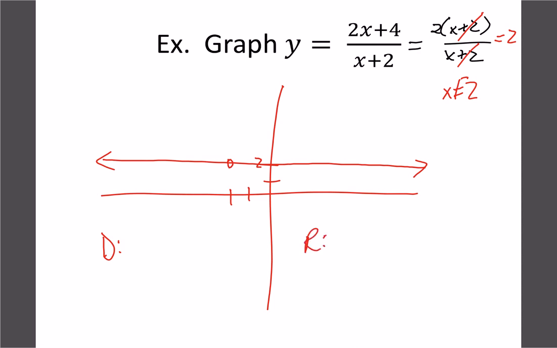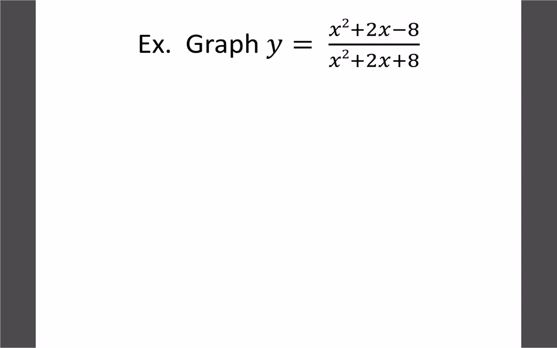Our domain in this case is every real number except for where that non-permissible is, so that's -2. And our range in this case is pretty simple. We only get 2. Every point on the graph is just a line going through 2. And that's it for that one. So that's pretty easy. Let's try another one here that's a little bit different.